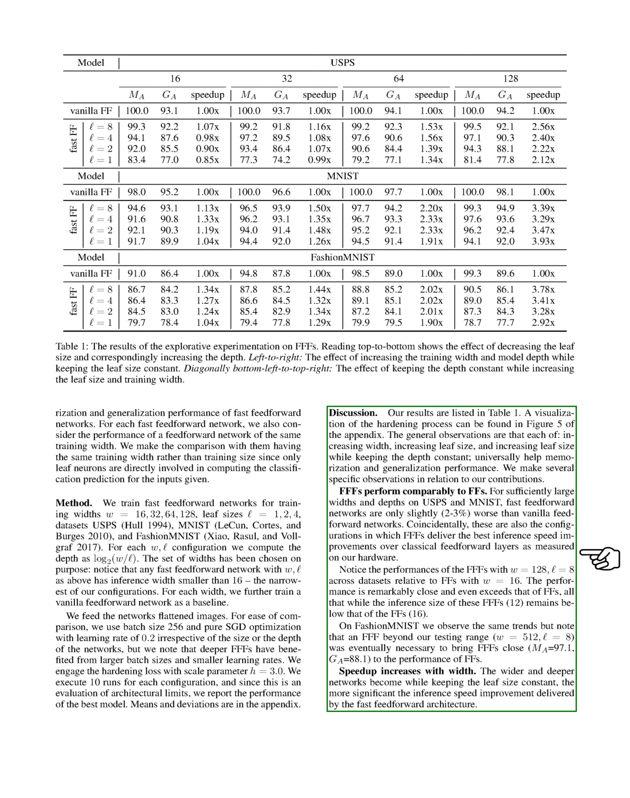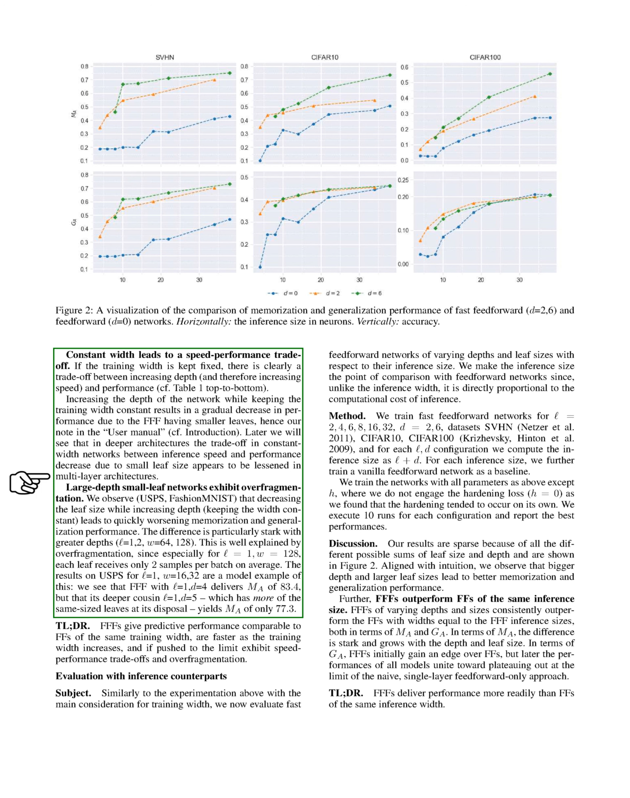On the Fashion MNIST dataset, we saw the same trends, but we needed a larger fast feedforward network to match the performance of the feedforward networks. The inference speed improvement was more significant for wider and deeper networks with a constant leaf size. However, if the training width was kept constant, there was a trade-off between increasing depth, and therefore speed, and performance.